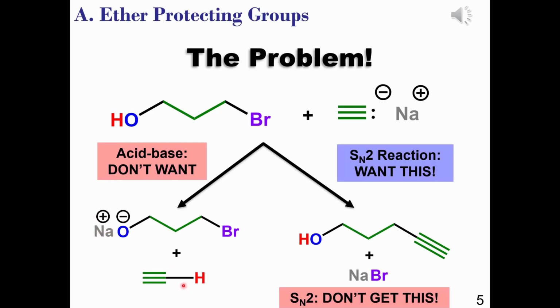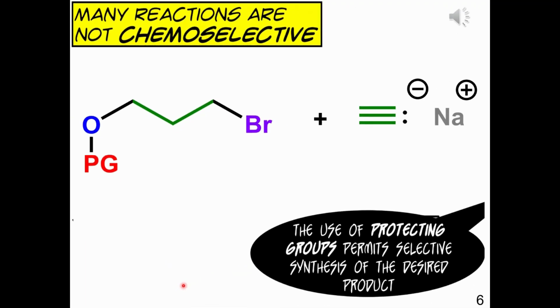So, what's the solution here? Many reactions are not chemoselective. Chemoselectivity is the preferential outcome of a chemical reaction over a set of possible alternative reactions. We wanted SN2, but we got the alternative acid-base reaction. The solution, of course, is to add some sort of protecting group, which we've labelled PG, to our alcohol, and this would stop the acid-base reaction from occurring and allow the SN2 reaction that we originally desired.